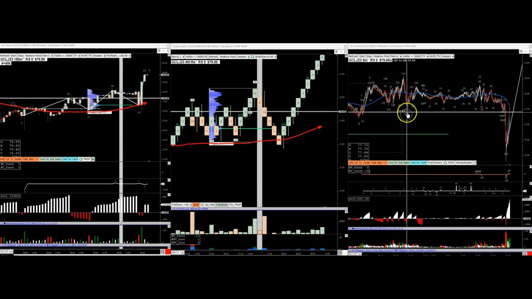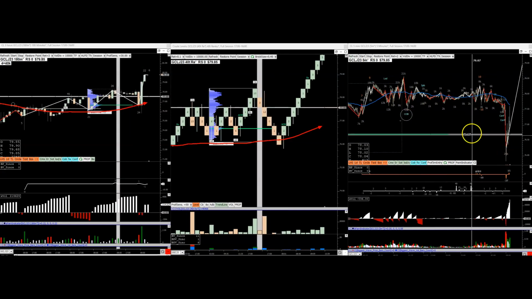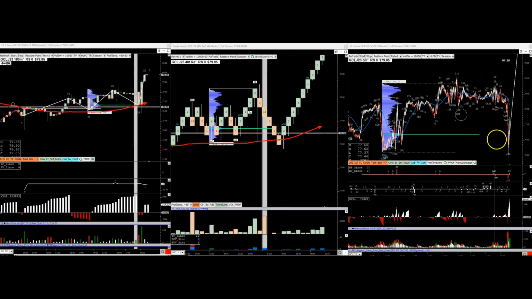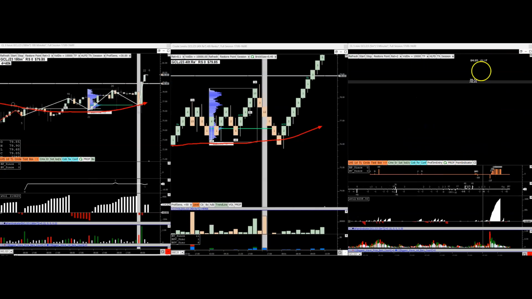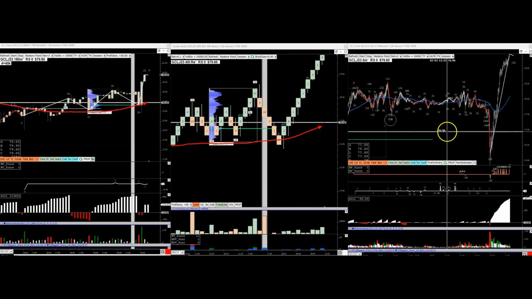So you had that selling, tick, tick, tick, tick, tick, and puke. So, and where did it go? It took out the liquidity under here. And then flew on the other side. So you just have to kind of anticipate this.